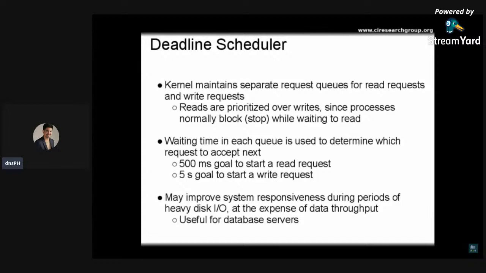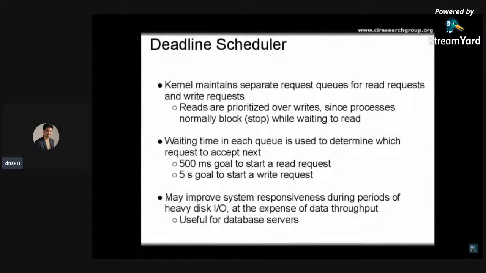The waiting time in each queue with the deadline scheduler is used to determine which request will be scheduled next. A 500 millisecond request time is the goal for a read request. This is the time it would take to start the request, with a 5-second goal to start a write request.